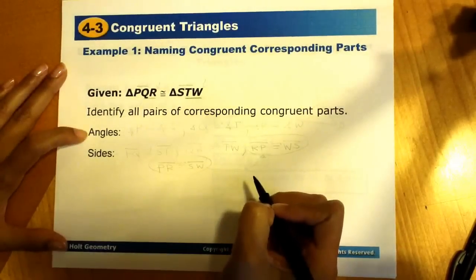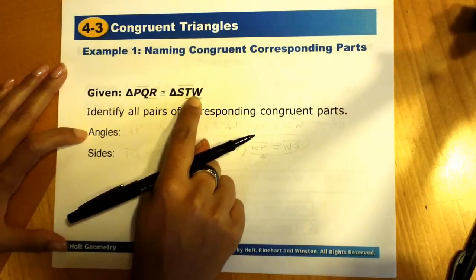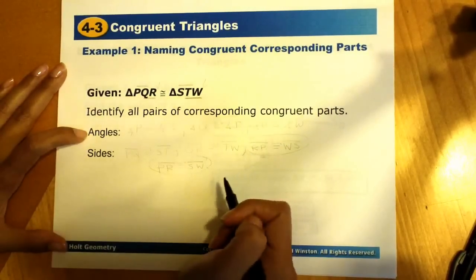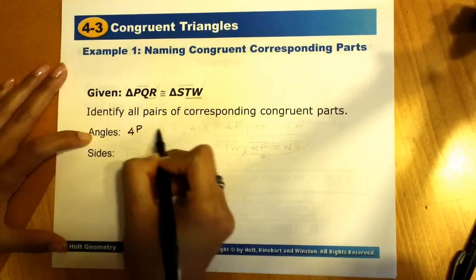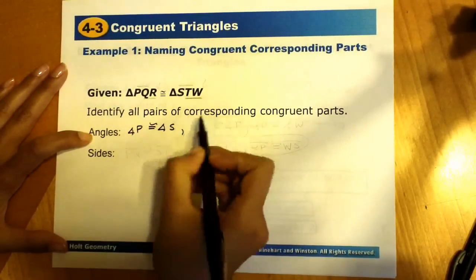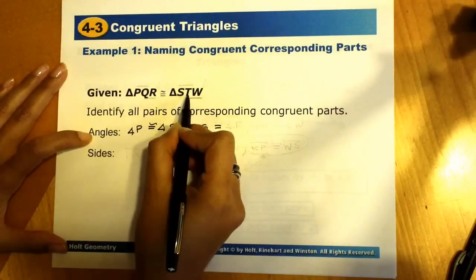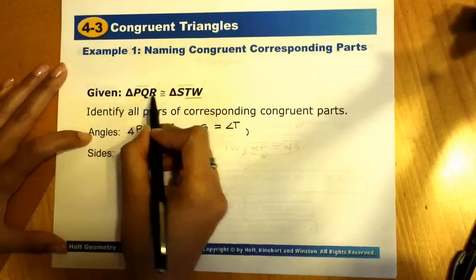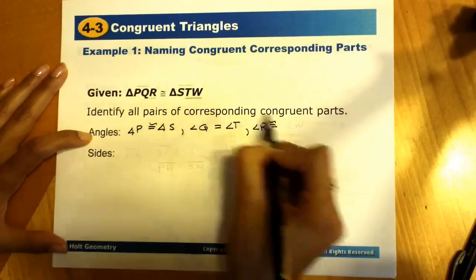Alright, so here's your first task. You're given that triangle PQR is congruent to STW. And like I said earlier, the names are telling you which ones are congruent. So angle P, because P is first, is congruent to angle S. Angle Q, because it's second, is congruent to the second one over here, which is angle T. And angle R, because it's third, is congruent to the third on the other one, which is angle W.